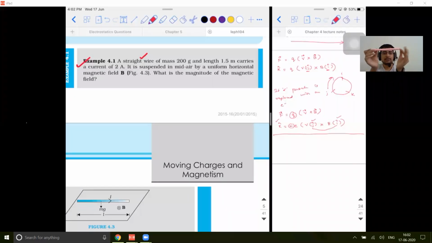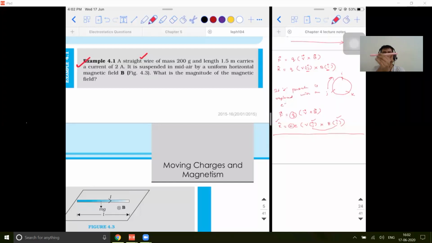But if I have to suspend it in the air, then I need some force acting in the upward direction. mg by default will act only in the downward direction. Gravity has a fixed direction, towards the center of the earth. So which force is going to balance that in the upward direction? Obviously, the magnetic force has to matter.